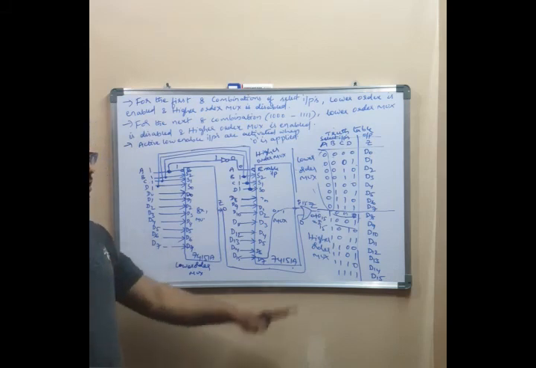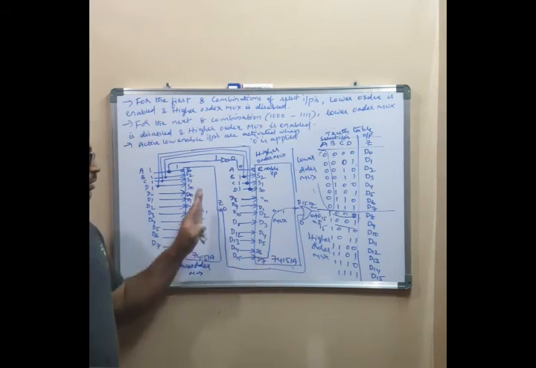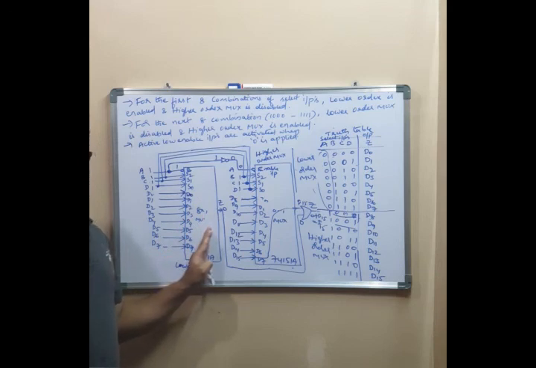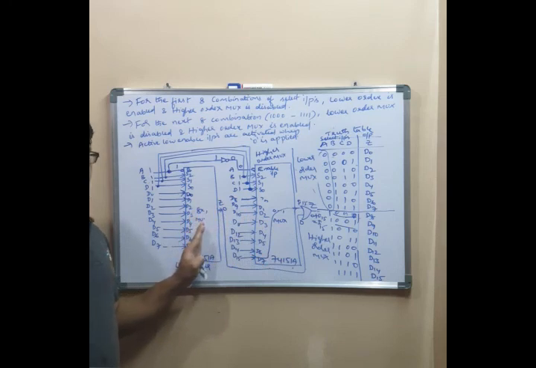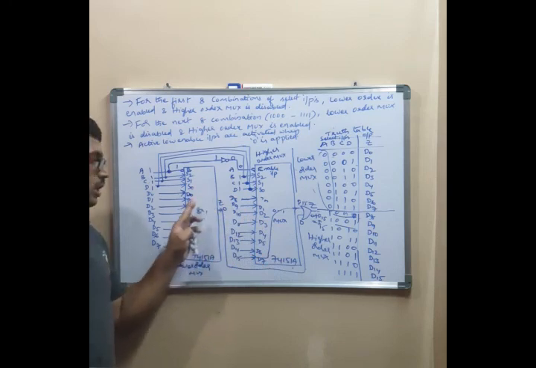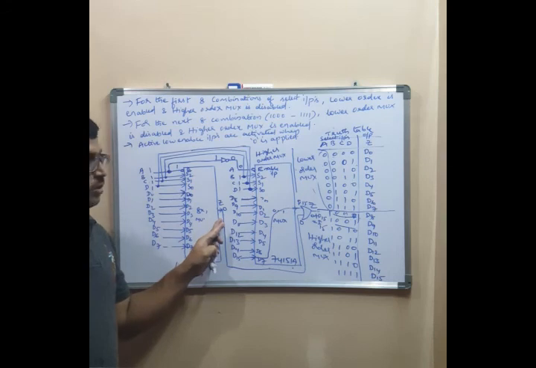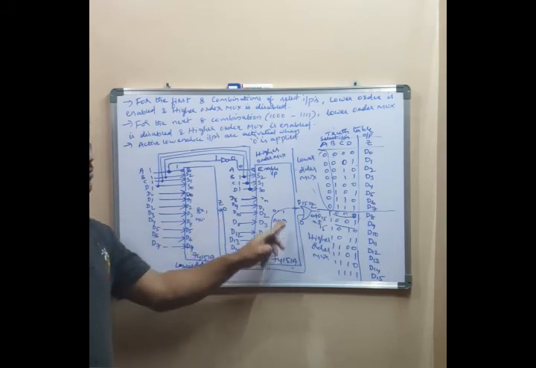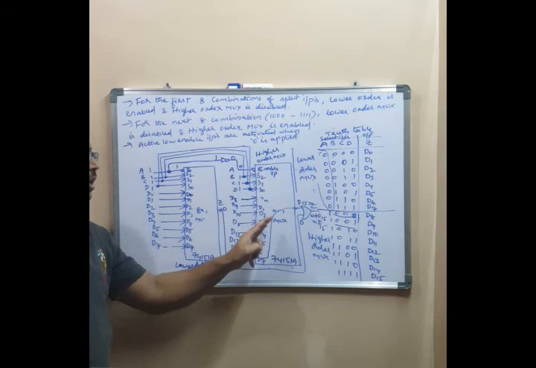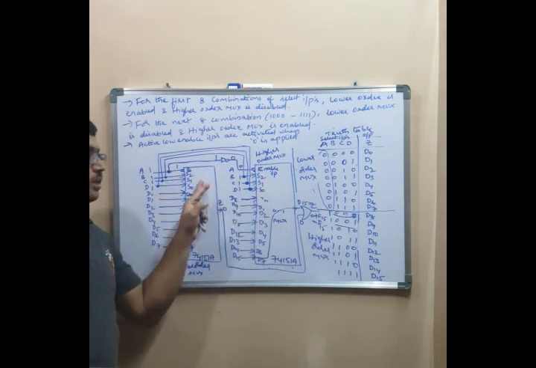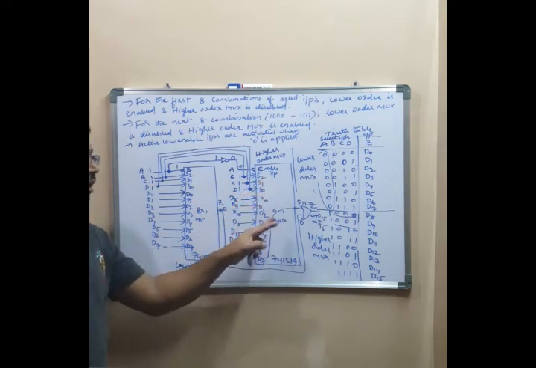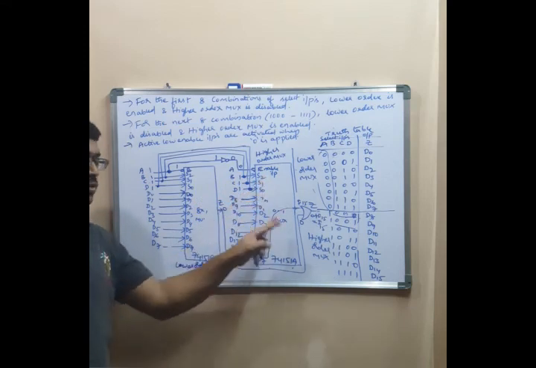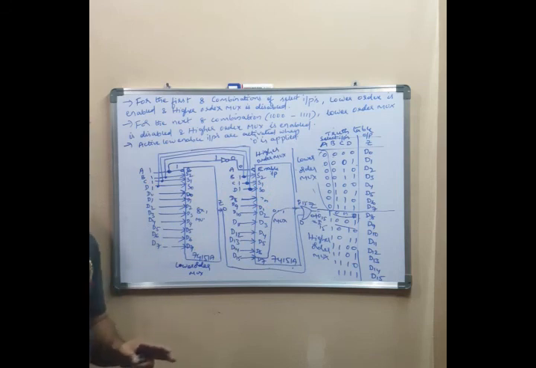So for the first 8 combinations, lower order mux is enabled, higher order mux is disabled. So based on the combination of select inputs, the corresponding data input is routed to the output. For the next 8 combinations, starting from 1000 to 1111, lower order mux is disabled, higher order mux is enabled. Based on the combination of select inputs, the corresponding data input is routed to the output. So this is the implementation of 16 into 1 mux using 8 into 1 multiplexers.